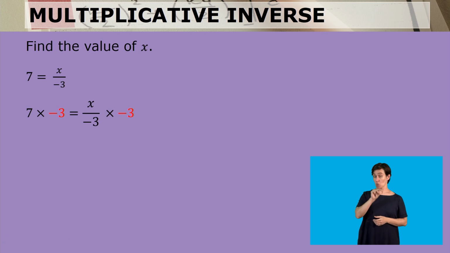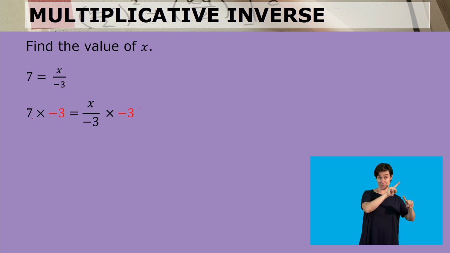The next question would be: find the value of x in the equation 7 equals x divided by negative 3. The multiplicative inverse, again we look at the right hand side. The multiplicative inverse of a third is 3, but this time the denominator has a negative, so the multiplicative inverse must also have a negative. So the multiplicative inverse of a negative third would be negative 3. What we do on the right, we also do on the left. That's why we've marked it in red.